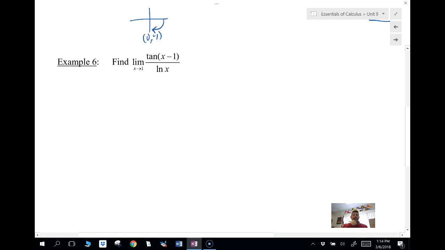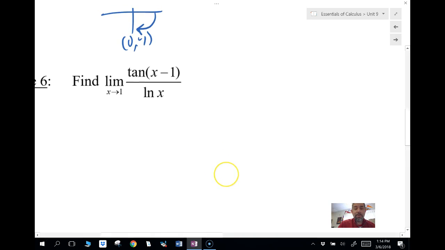Why do you suppose I have a limit in a video in which I'm doing derivatives of trig functions? Riddle me this, Batman. Why would I have such a thing? Well, it's likely because I'm going to use L'Hopital's rule. The tangent of 0, okay, I put 1 in here. 1 minus 1 is tangent of 0, which is going to be 0. ln of 1 is 0. 0 over 0. L'Hopital's rule.